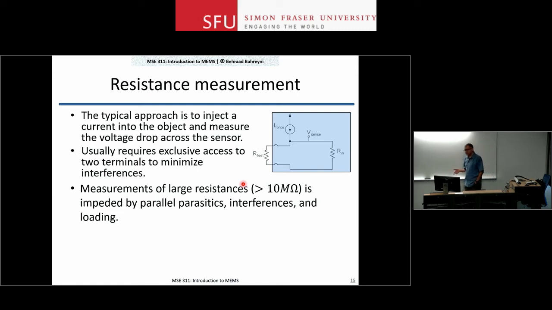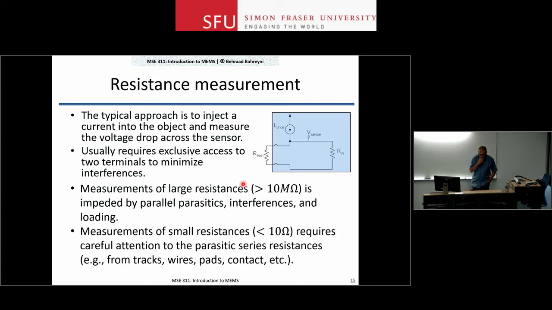Measurement of large resistors becomes tricky because, if you have a large resistor and you're sending a current through it and you want to measure a voltage, now R in may be comparable to R test. You start to get error sources in your measurements. And so that's on the high side. On the low side, if your resistance is less than 10 ohms, you have a different problem.